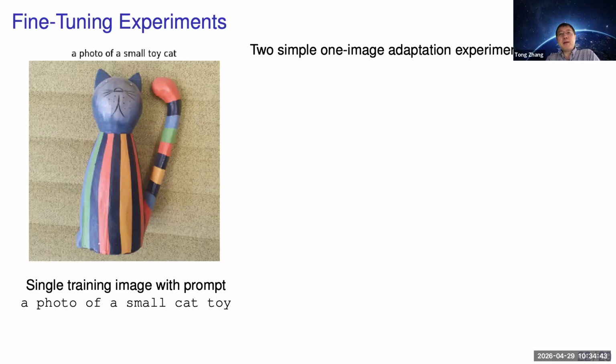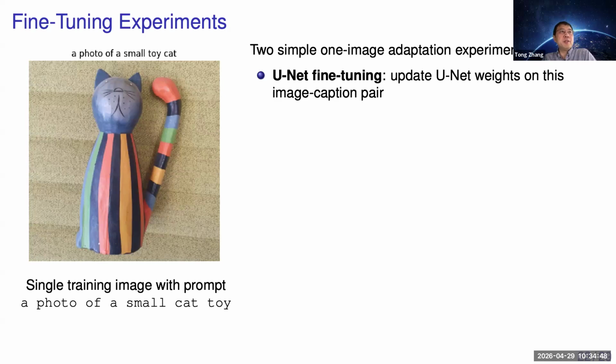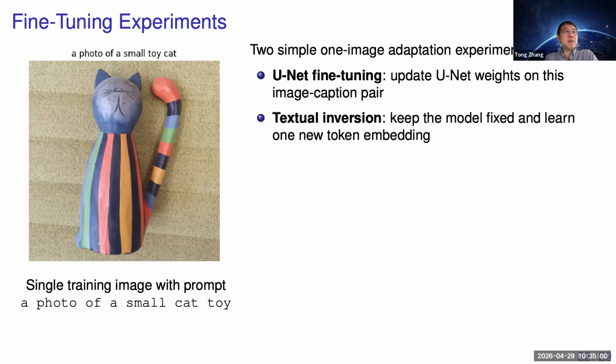Basically, we have two approaches. One is UNet fine-tuning, fine-tuning the whole UNet. This is similar to the homework, on the image-prompt pair. So we just have one image, and then we randomly generate many times. The other is textual inversion, a simulation of textual inversion, where we keep the model fixed and just learn one new token embedding.